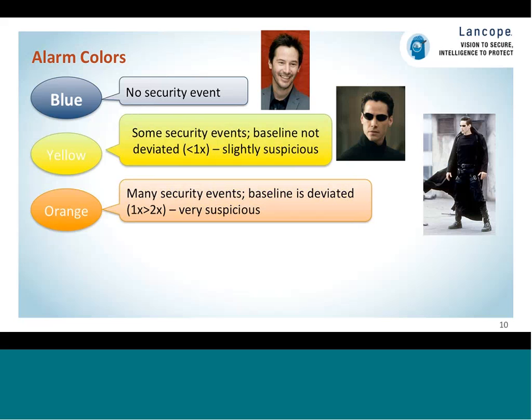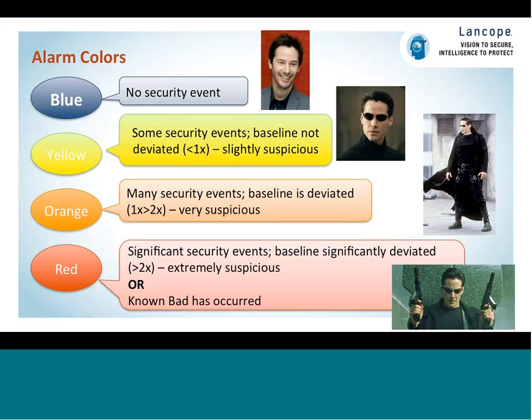Orange is many security events. Baseline has deviated, so you've gone one step above the baseline, but below 2 steps above the baseline. So you're very suspicious. Now we have Keanu Reeves wearing a trench coat, which is open. He's got guns. This is no longer in the normal range of human behavior. And then red is significant security events. Baseline is deviated. You're extremely suspicious, or a known bad has occurred. So here we have Keanu Reeves. He's in the bank. His guns are out. He's shooting things.